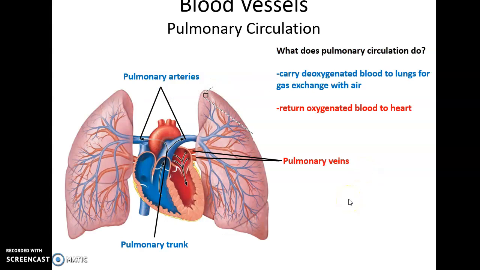Pulmonary circulation, as we know, is the blood vessels that are carrying deoxygenated blood from the right side of the heart to the lungs, where the blood then becomes oxygenated, and then the pulmonary veins carry that oxygenated blood to the left side of the heart. So again, deoxygenated blood coming from the right side through the pulmonary trunk and pulmonary arteries goes to the lungs, becomes oxygenated, and then travels by pulmonary veins back to the left atrium of the heart.